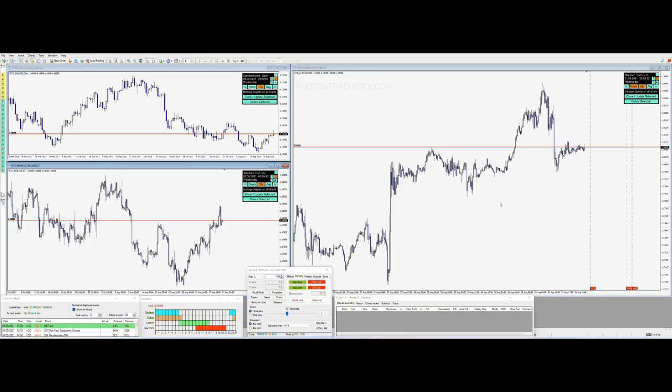So this is the M15. This is my lower time frame execution time frame. This is the 4-hour, so this is my medium time frame. On my medium time frame, I'm going to be looking for POIs and mapping my structure. And then we have our daily, which is the higher time frame where we'll be looking for structure and POIs too.